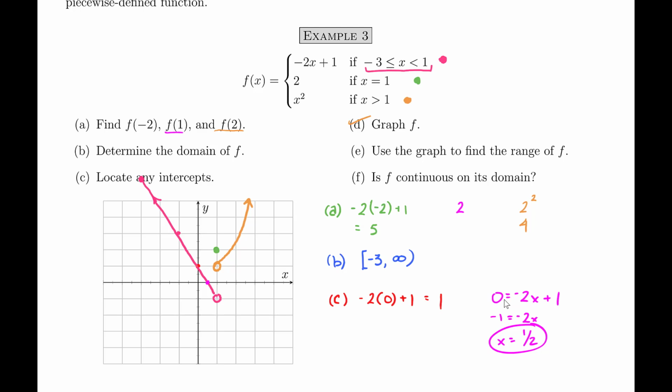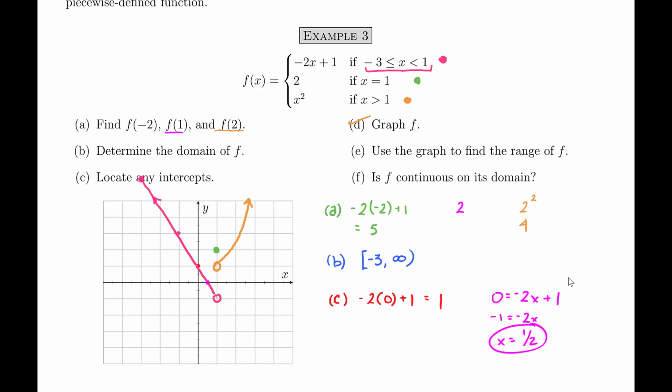If this is difficult to try to keep up with or to follow along, don't panic. We will talk about these more in class. But this is just to get you an idea. I think if you just stop, look at it for a minute, you can probably really see how all this comes together. If not, ask questions. Not a big deal. Part E, use the graph to find the range of f.